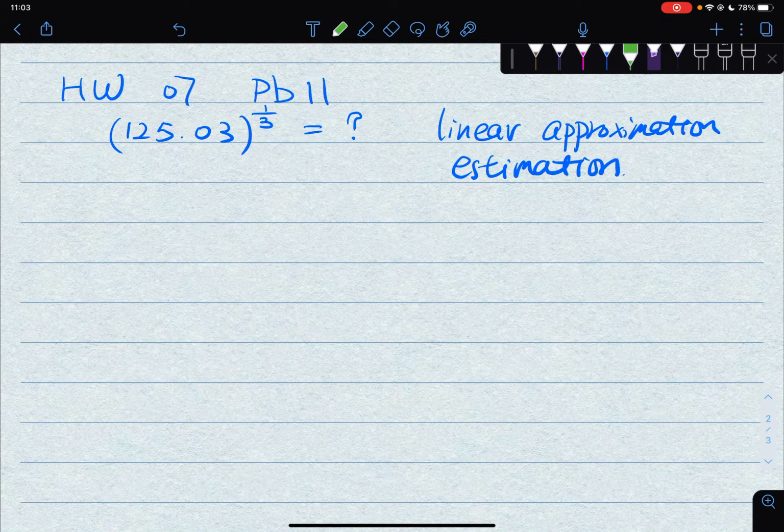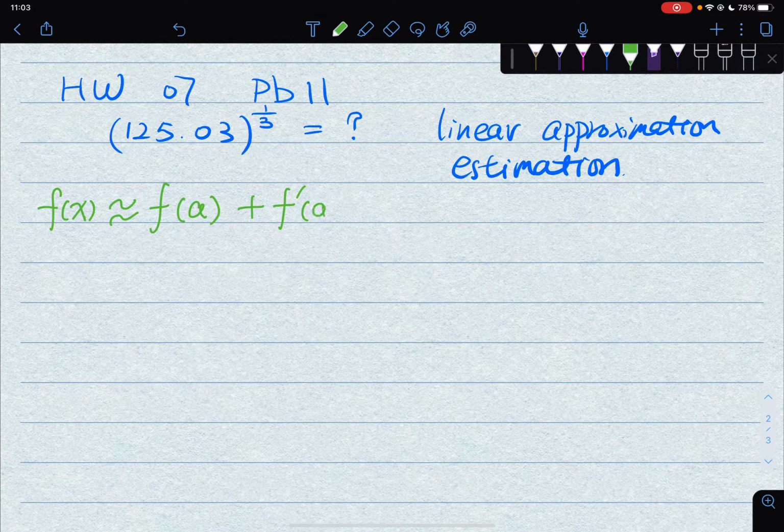We're looking for a linear approximation estimation of this expression that has been given here. So you hopefully still remember what we discussed in class, that the linear approximation of the function is, roughly speaking, the expression of the tangent line, where the tangent line is identified at the point of a.